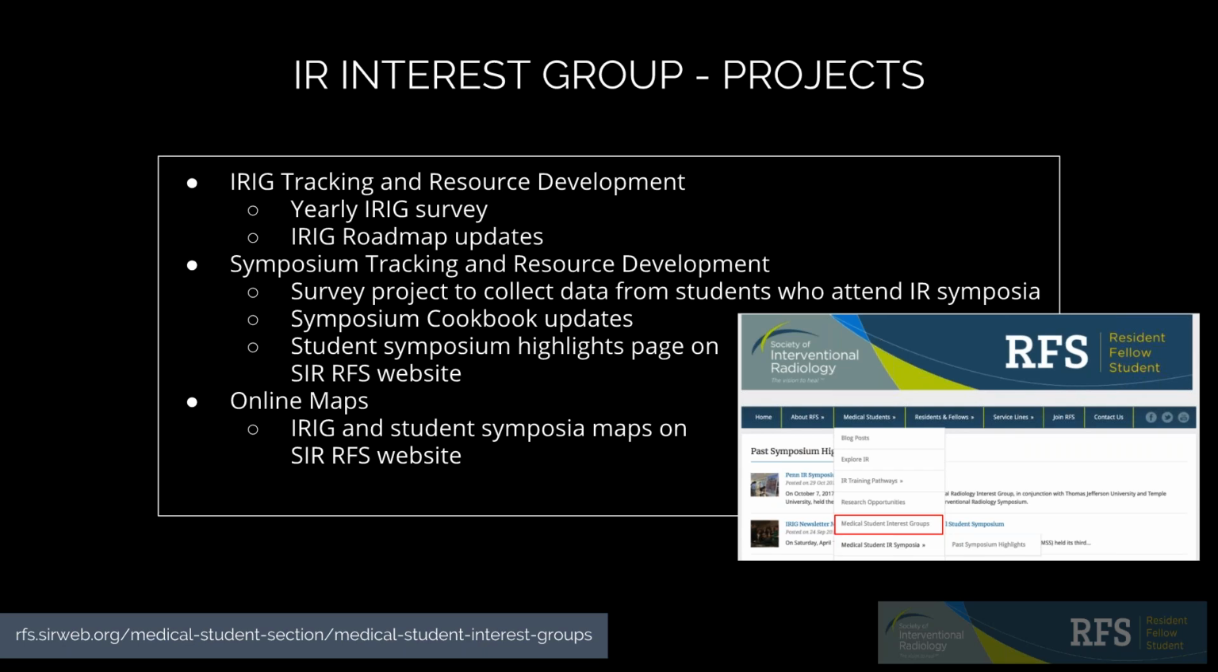In addition, our committee maintains an IRIG roadmap, which is a wonderful written resource that contains helpful tips for creating and growing an IR interest group. The second project is symposium tracking and resource development.